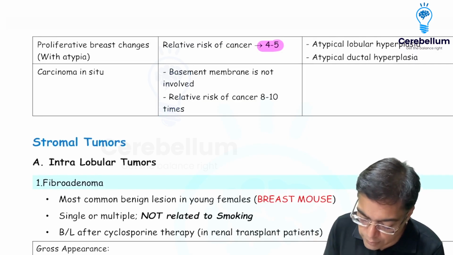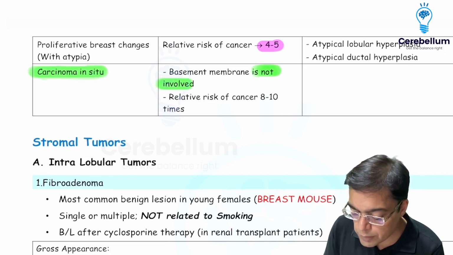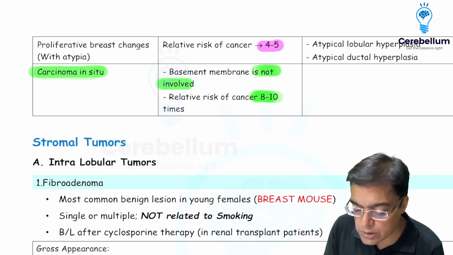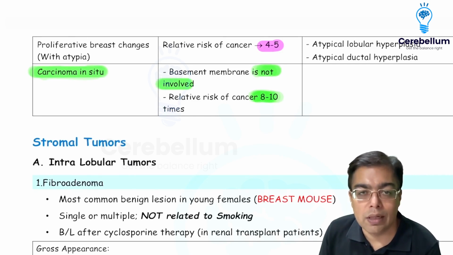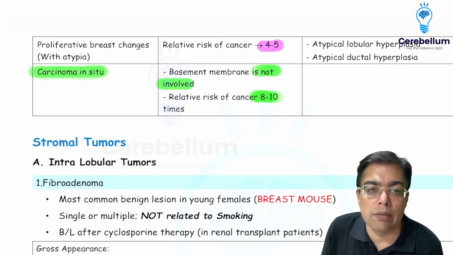Carcinoma in situ is a condition where the patient has a carcinoma, but the basement membrane is not affected. And therefore, the chances of this progressing to invasion and subsequently causing an invasive cancer are there, and the relative risk is around 8 to 10 times. So a question can be asked in the exam most likely in terms of the relative risk questions.